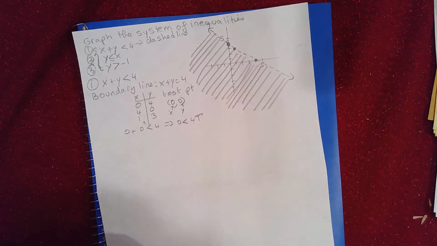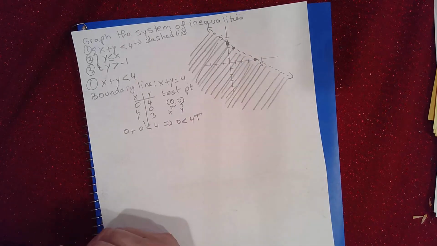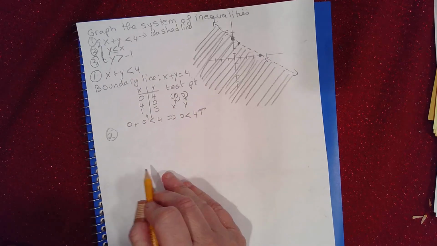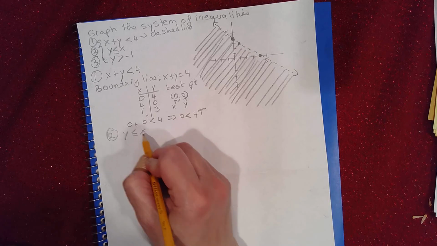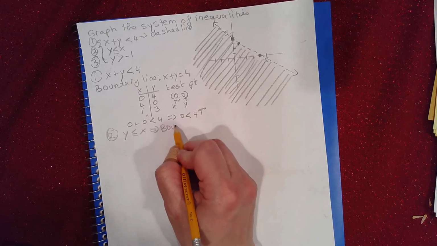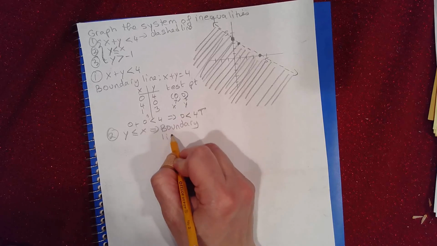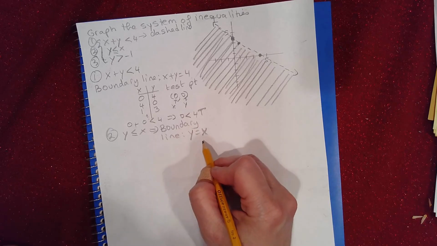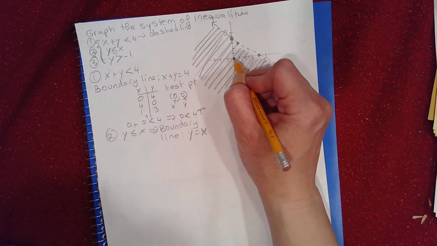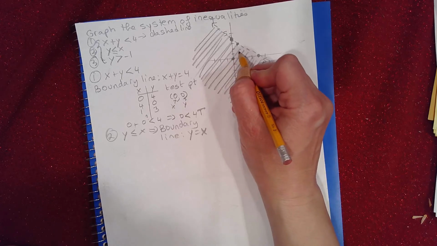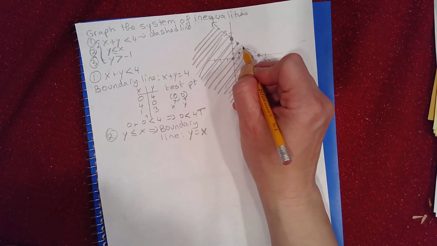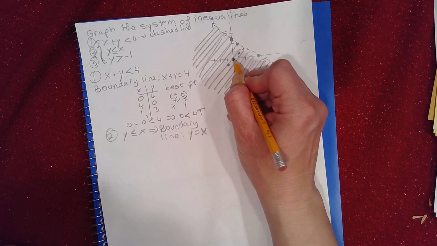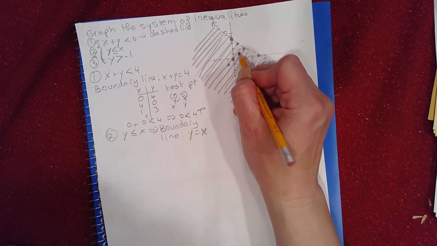So that will give us the graph of the first inequality. Now we can pick the second inequality. We have y less than or equal to x, and we can find the boundary line. The boundary line is y equal to x. Whatever x is, y is. So when x is 0, y is 0. When x is 1, y is 1. When x is 2, y is 2, and so on. When x is negative 1, y is negative 1. So these are the points on the boundary line.